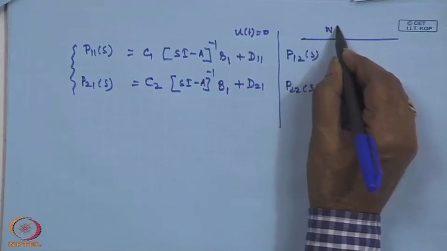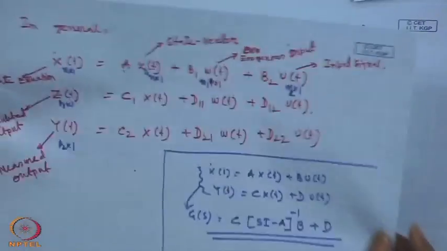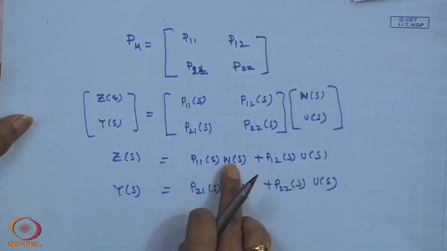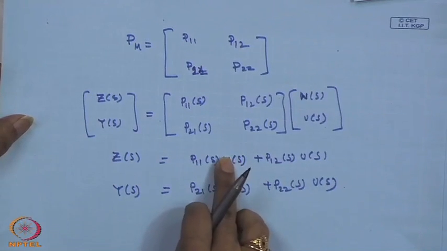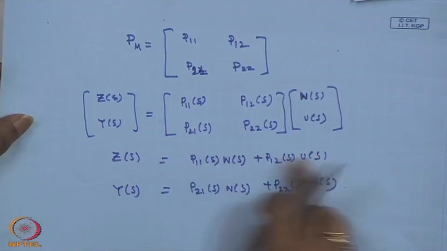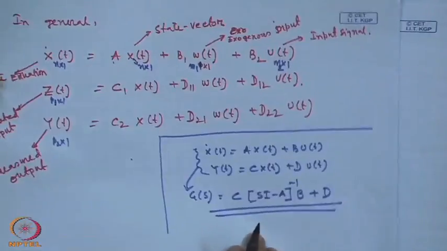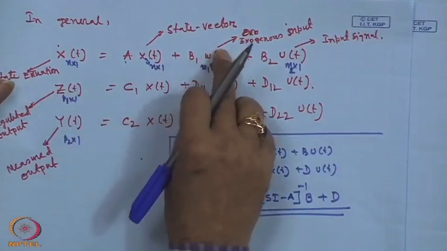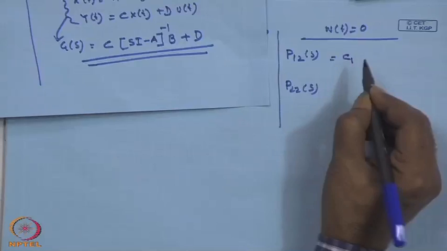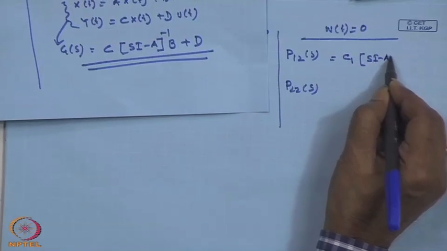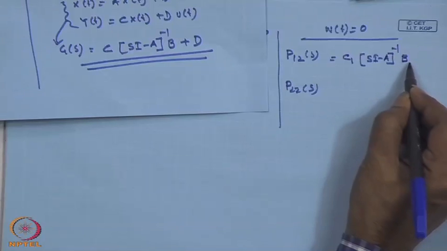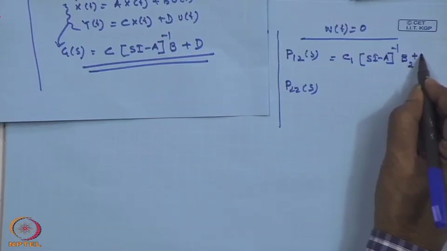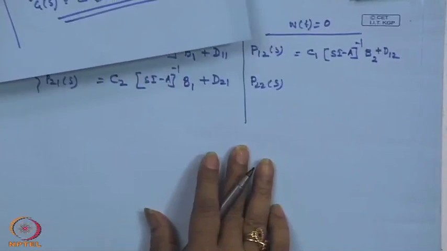when w of t is equal to 0. Now, when w of t is 0, you see here I want to find P12. So, this quantity w of t 0 means w s is 0, then I can find out the input is u s, output is z. So, what is P12? Between the input u and output z when w is 0. So, how will you find out that one? Again, P12 is C1 (sI minus A) whole inverse B2 plus D12, D12.